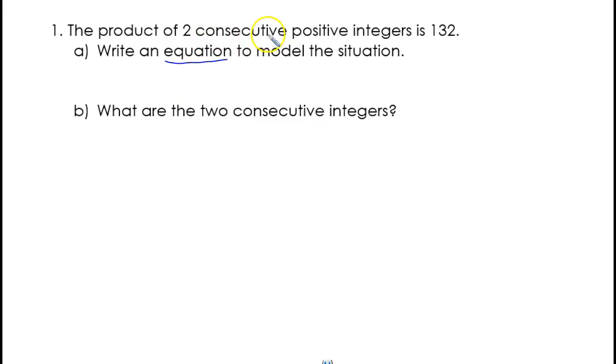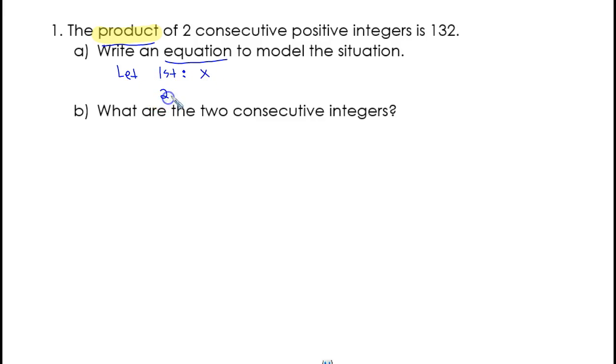And two consecutive means that they are in order. So like 5 and 6 are consecutive because 6 comes right after 5, and 7 would be the next consecutive number, and then 8. So we're looking for two consecutive numbers that multiply, because the word product means to multiply, doesn't it? So we're looking for two numbers that are consecutive that multiply to give us 132. Some of you may be doing factors of 132 to try to figure this out, but we need an equation. So let's let the first consecutive number be a variable called x.